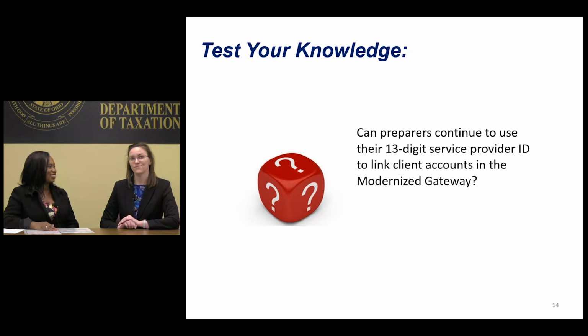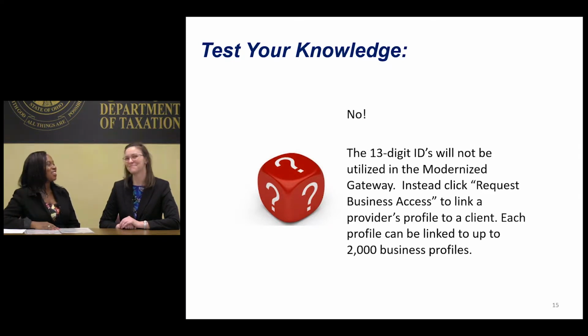Let's test your knowledge. Monica, can preparers or service providers continue to use their 13-digit service provider ID to link their client accounts in the modernized gateway? No, the 13-digit IDs will not be utilized in the modernized gateway. Instead, you'll need to click Request Business Access to link a provider's profile to a client. Each profile can be linked to up to 2,000 business profiles.